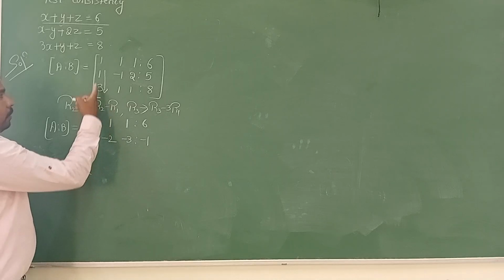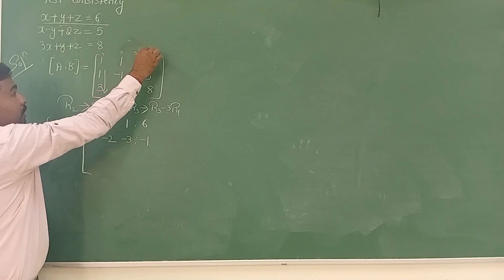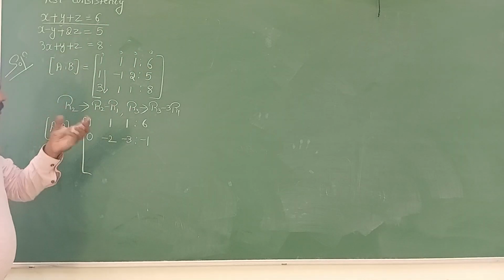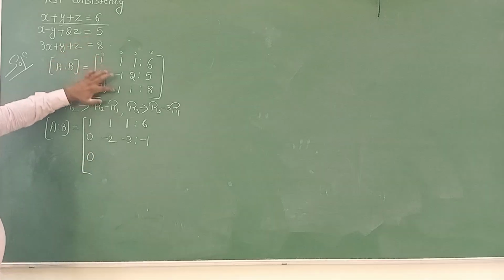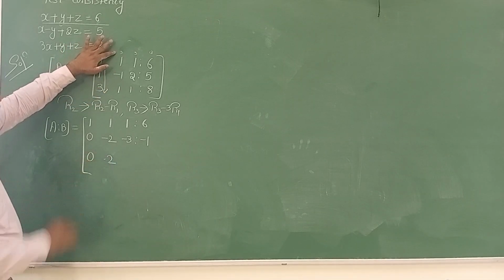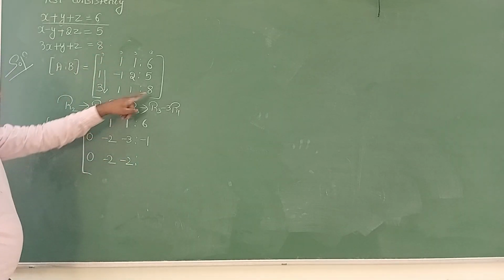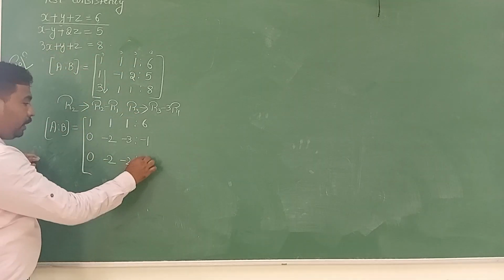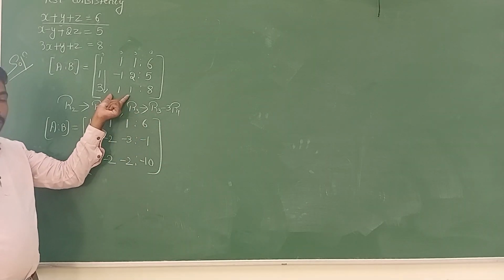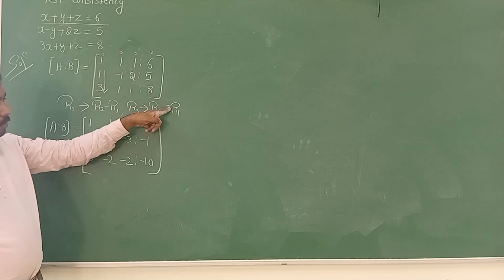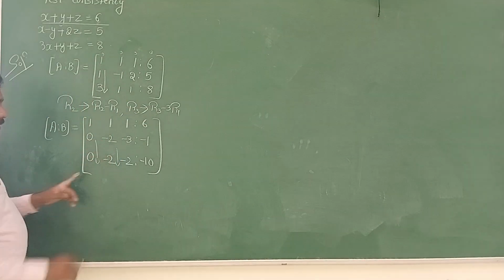R3, what have we done? We have multiplied R1 with 3. I just write here: 3 ones are 3, 3 ones are 3, 3 ones are 3, 3 sixes are 18. By pencil, small work you write. So 3 minus 3 is 0. 1 minus 3 is minus 2. 1 minus 3 is minus 2. 8 minus 18 is minus 10. Okay, we are subtracting the elements of the first row multiplied with 3 from the third row. Now these two elements are 0, we have to make the element below this 0.